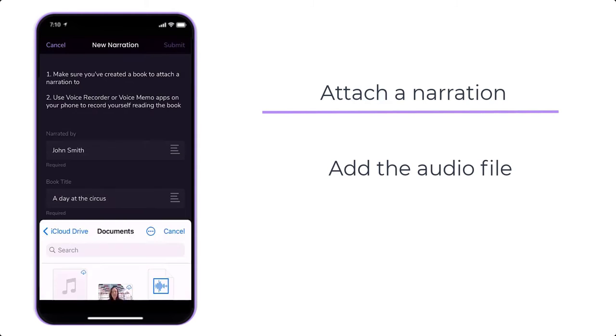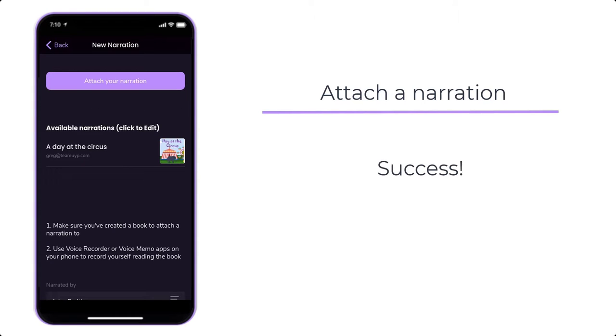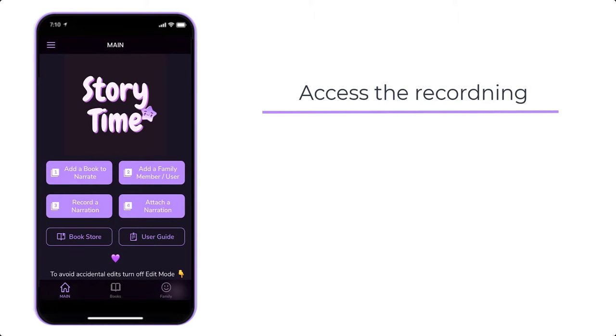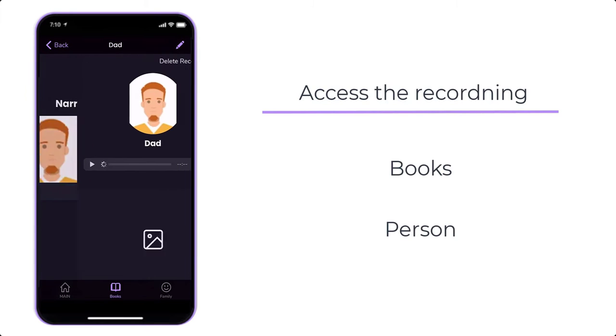Select the file, and when it finishes uploading, click Submit in the top right corner. Your narration is now linked to the book and to the person. You can access the recording by selecting the book, then the person.